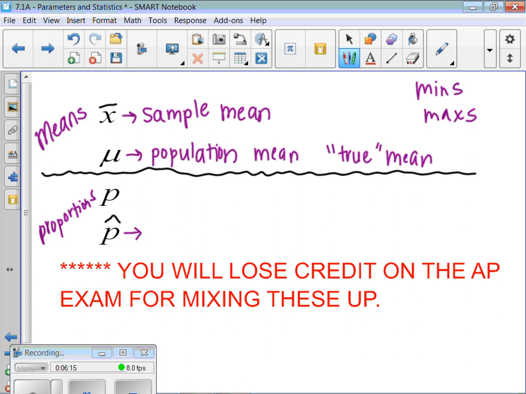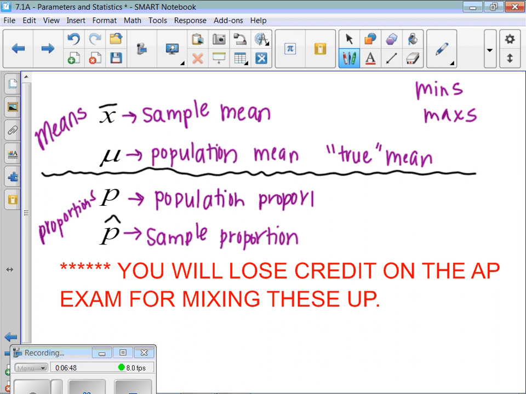P hat, maybe we should put first. But P hat is the sample proportion. So this would be the proportion of all teenagers who did their homework last night or something like that, okay? Proportion, it has to say proportion or percentage, and then you know you're doing a proportion. And then this P with no hat on it is the population proportion, also known as the true proportion.